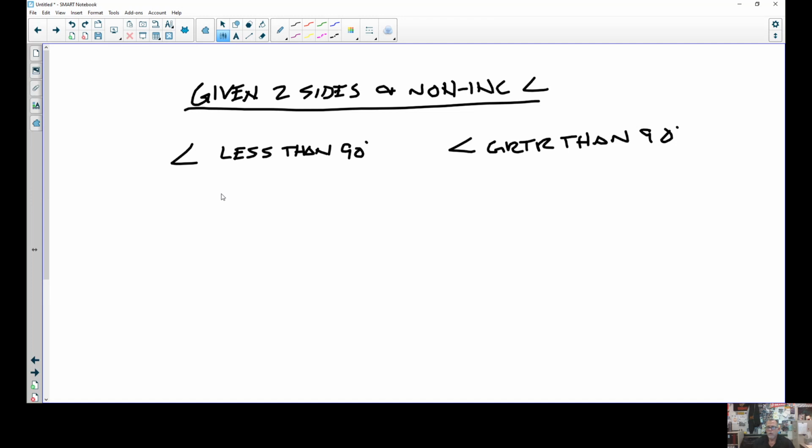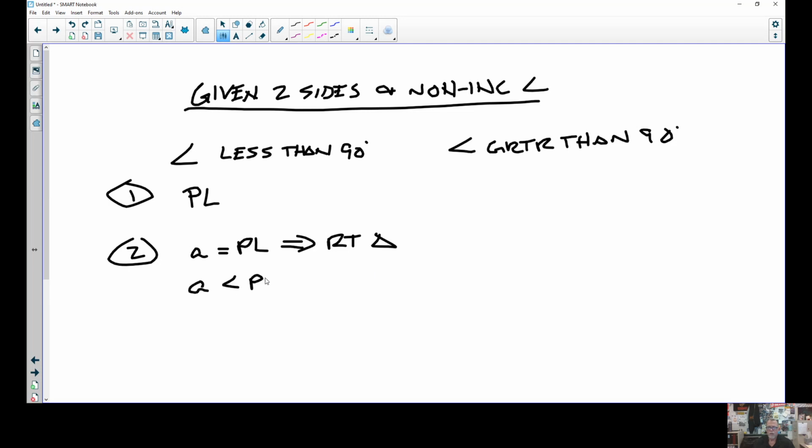So less than 90 degrees, what do we have to do? Well, if it's less than 90 degrees, we need to find the perfect length first, right? And then we need to see how A compares to it. If A is equal to the perfect length, well, then we have a right triangle and there's one solution. If A is less than the perfect length, right? Perfect length, again, remember, is the side opposite, the one that doesn't match the angle, times the sine of whatever angle you were given. That's the perfect length. So if A is less than the perfect length, that implies that we have no triangles. So therefore, no solution.